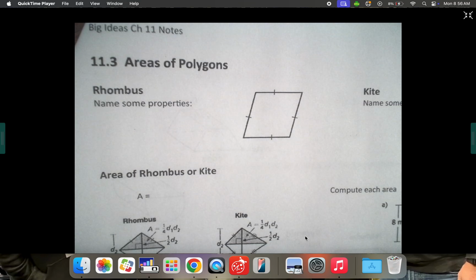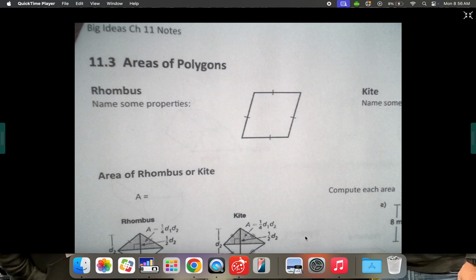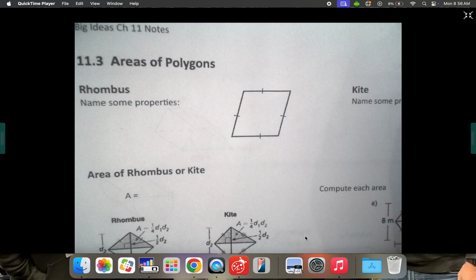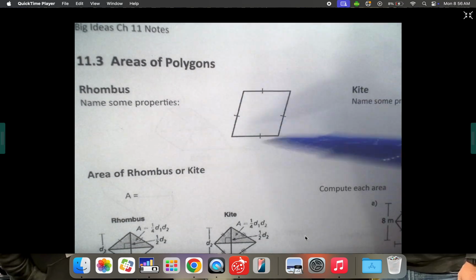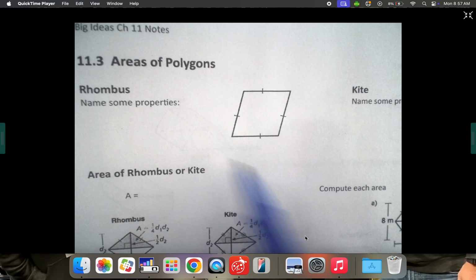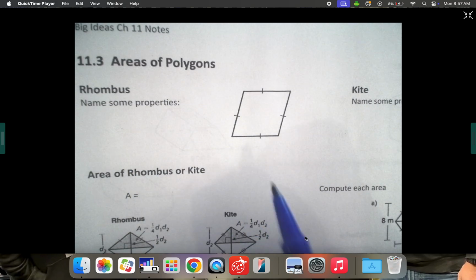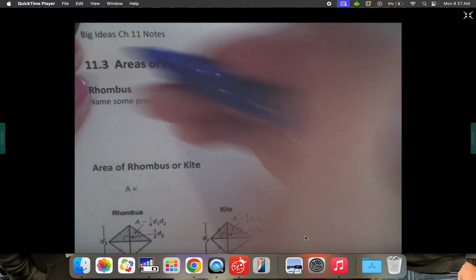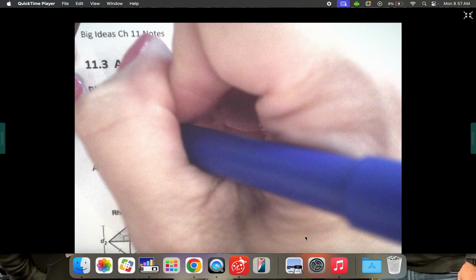Okay, for 11.3, we are learning about the areas of polygons. You probably have learned how to do this in the past, maybe in 7th grade math with polygons, but let's name really quickly some of the properties of a rhombus so it'll help you remember how to do area. So some of the properties of a rhombus, I hope right away you saw how this was marked up and you remembered that it has 4 congruent sides.